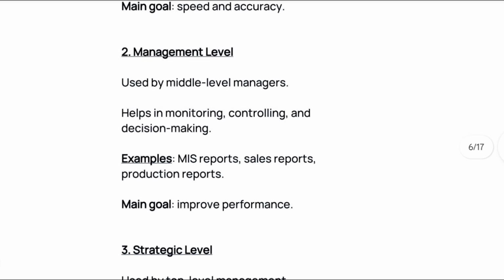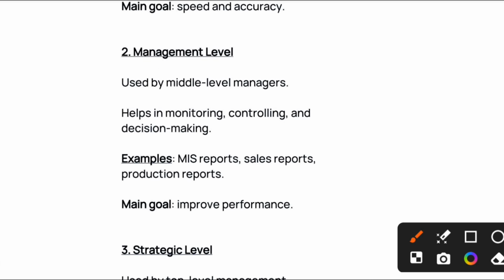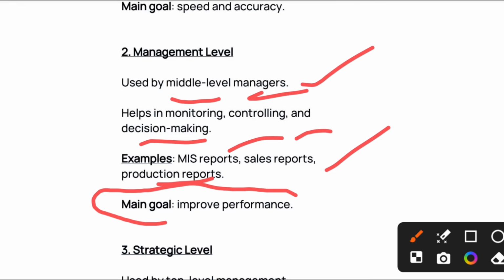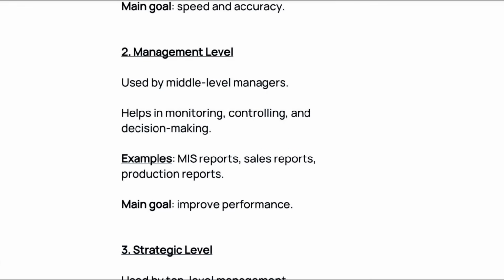Second level is management level. Management level is used by the middle level persons, for example team leaders, managers, superiors. It will be helpful for decision making, and for monitoring and controlling. For example, MIS reports, production reports, sales reports, performance reports. The main goal of this management level is to improve their performance.